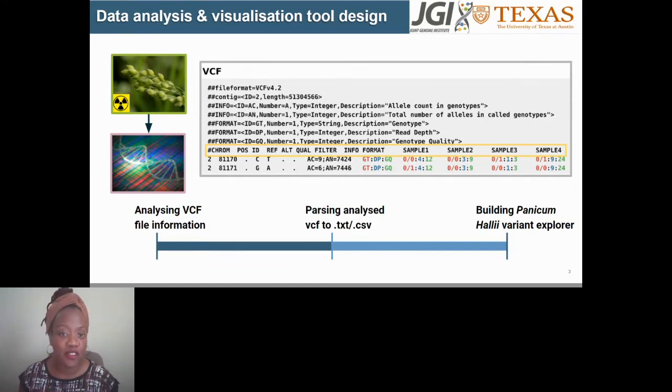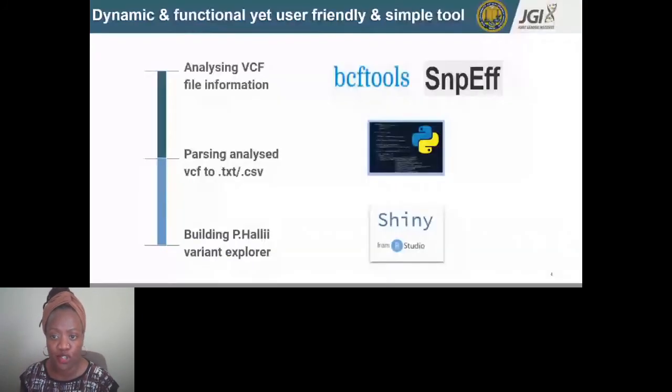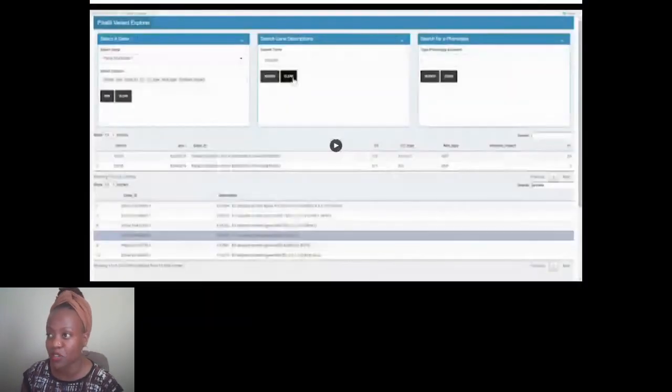We used bioinformatic tools like SnpEff to annotate and predict effects of the genetic variants on genes and proteins, for example, if there are any amino acid changes. We employed Python and R toolkits like dplyr, and to build a variant explorer tool, we used Shiny, which is an R package that makes it easy to build interactive web apps. Let us look at a brief demo of the variant explorer.